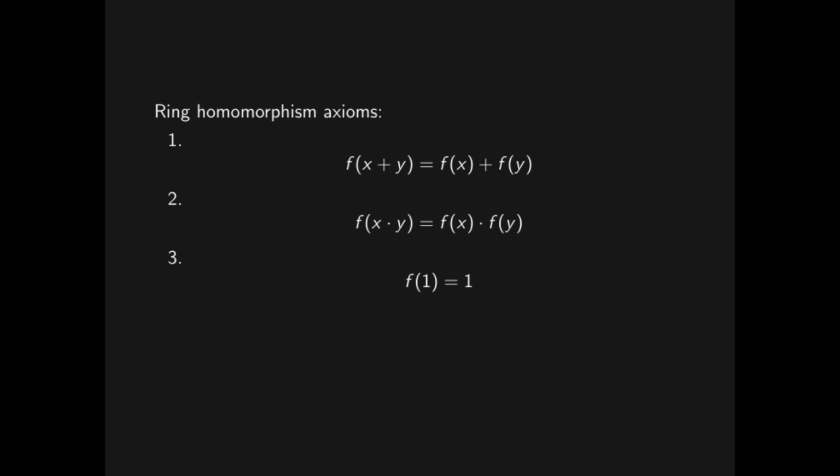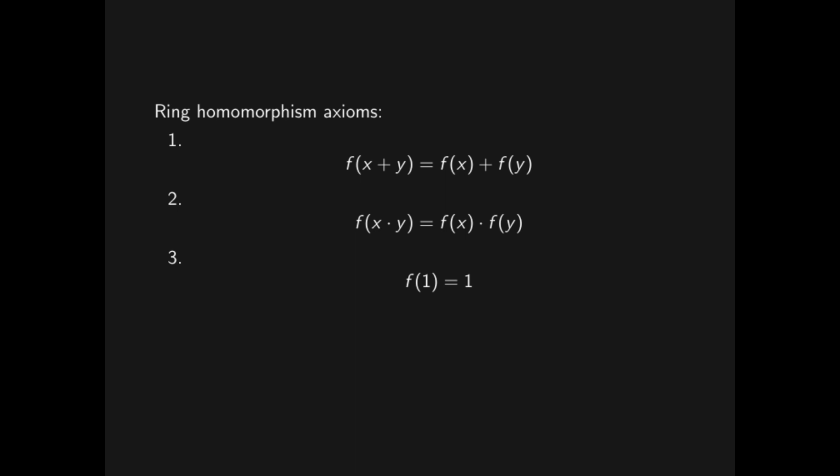Whenever R is a subring of S, there is a homomorphism from R to S that takes each element of R to itself in S. Since subrings must have the same addition and multiplication, the structure is preserved by the homomorphism. 1, like every element, is mapped to itself, so f of 1 equals 1 holds. Another important homomorphism is the identity homomorphism from a ring to itself, which maps every element to itself. This is a homomorphism for similar reasons.